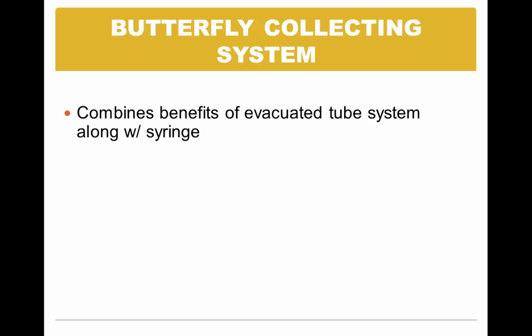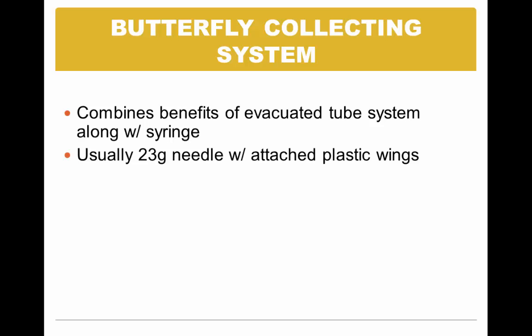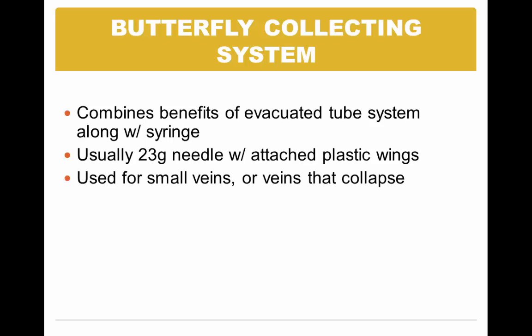Butterfly collection system. It combines the benefits of the evacuated tube system along with a syringe, usually a 23 gauge needle with attached plastic wings. It's used for small veins or veins that collapse. It works well on children with small veins and for those kids that have a tendency to move during a blood draw.